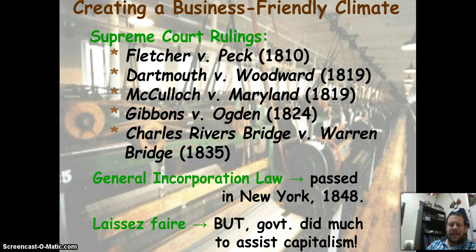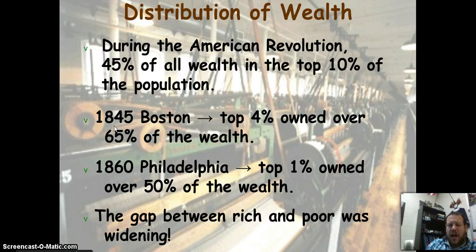Technically, you would say the government had a laissez-faire attitude. It didn't really touch business, kind of let it do its own thing. But looking at the Supreme Court rulings, a lot of stuff happened here to help governments pass laws and be more supportive of industry at this time. Now, with all this idea of new industry coming out, you have what's called distribution of wealth. Most of the wealth is in the top 10% of the population, like 75% of it, so whatever.